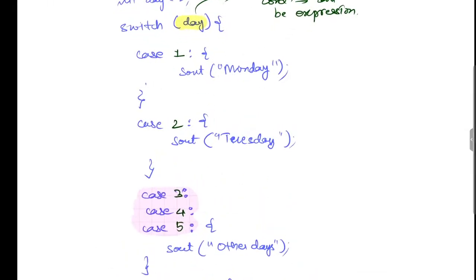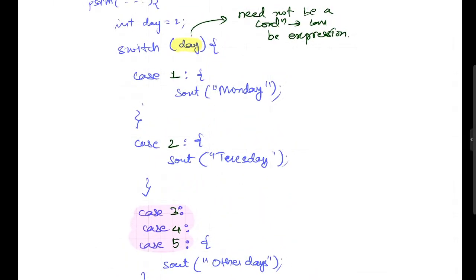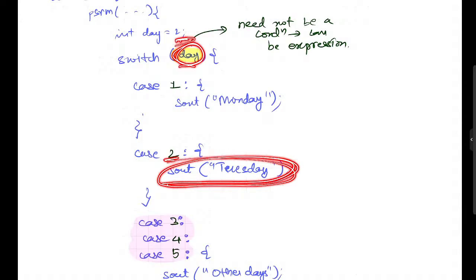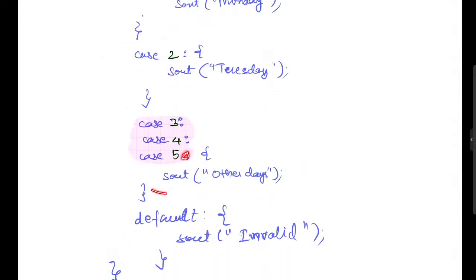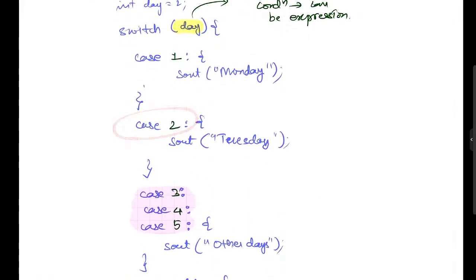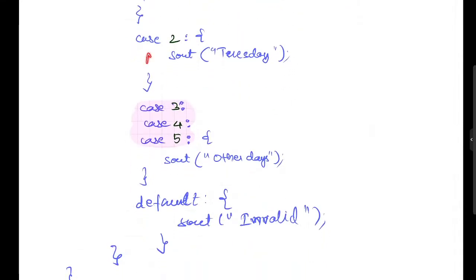Also, one more thing: if the day turned out to be 2, case 2 will get executed and print Tuesday. What happens with switch case is that it will go and check case 3, case 4, and then case 5, and for case 5 it will do System.out. Once you match one thing, it will keep on going till it finds a default. Once it finds a default, it will stop.